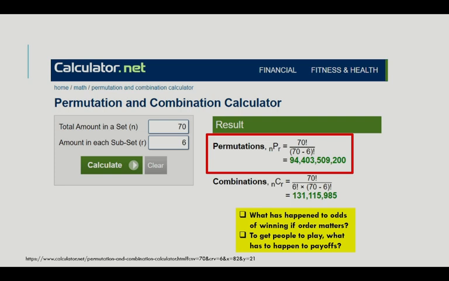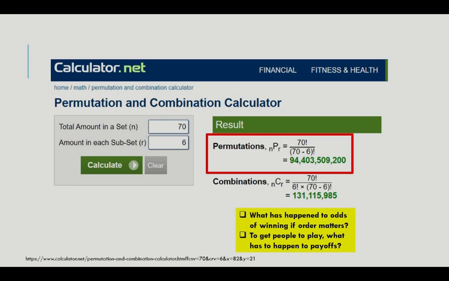So what has happened to the odds of winning if order matters? If order mattered in our lottery, do you agree that the odds of winning have gone down? And not just down a little bit, right? They went from 1 out of 131-ish million to 1 out of 94 something billion, right? So your odds have gone way, way down if order were to matter.